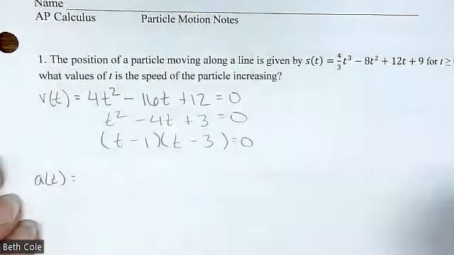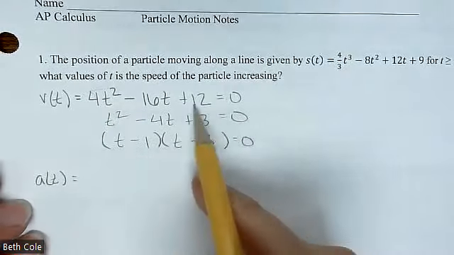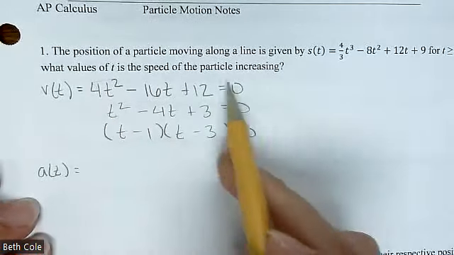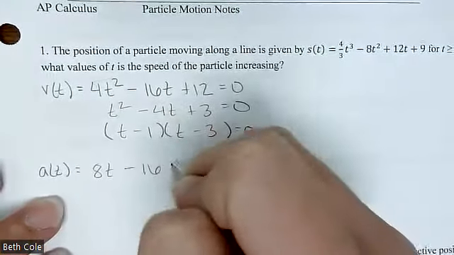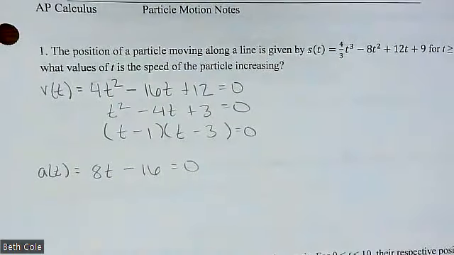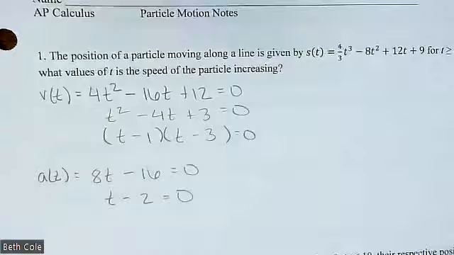So now let's go and get our acceleration. Look back at your velocity, this right here. What's the derivative of that? Yeah, 8t minus 16. Good. And then that'll all divide by 8. So it would be t minus 2.